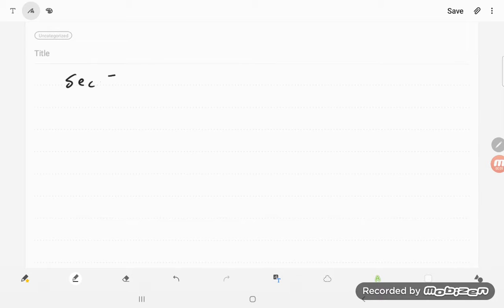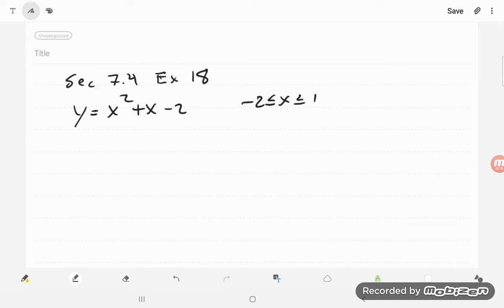Here's section 7.4, exercise 18. Here it says use graphing capabilities. We're told we have y equals x squared plus x minus 2, and we want to go from x equals minus 2 to 1, and just find that arc length. And y prime is 2x plus 1.